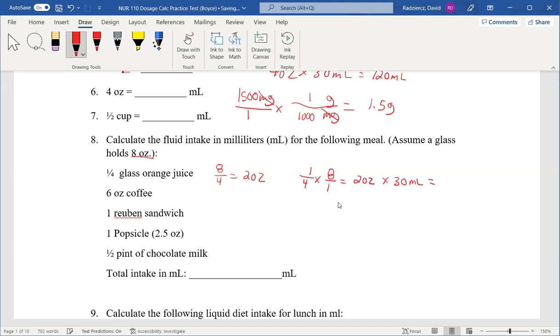So the half pint would just be 240, because half pint is what? 1 cup, which is 480.